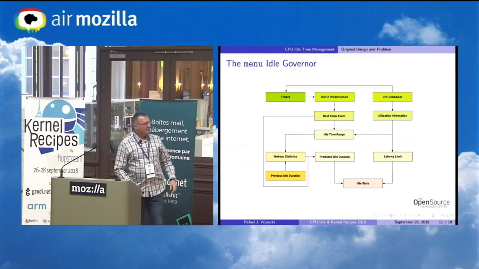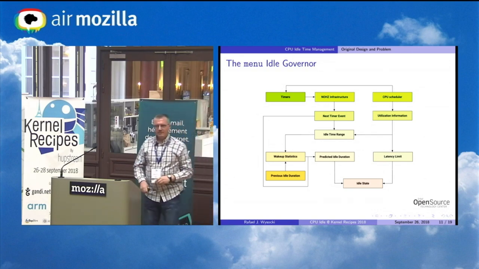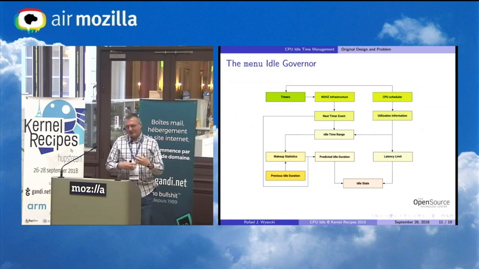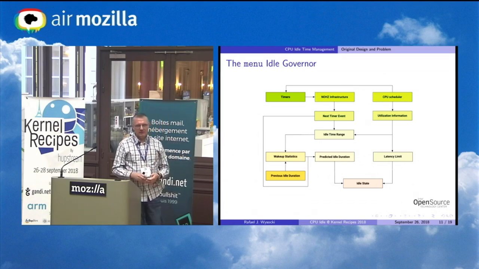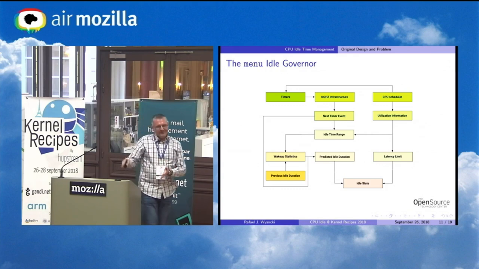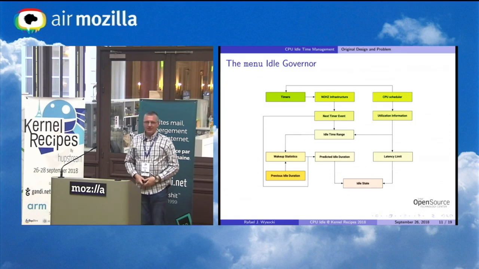Also this mechanism here generally causes the governor to prefer short idle. Obviously, because it will skip the states that have too much exit latency, so it will prefer short idle. So in general, the menu governor prefers short idle over long idle, which means that it amplifies the problem I was talking about, right? Because it is more likely to predict short idle than long idle. Right, so what can you do about that?